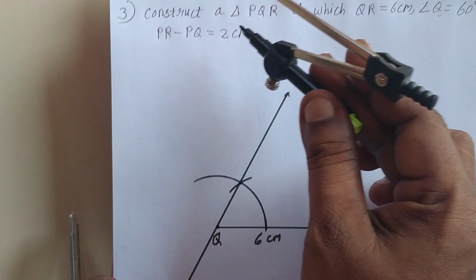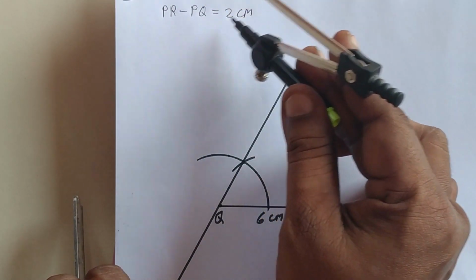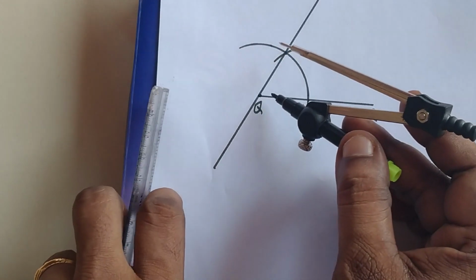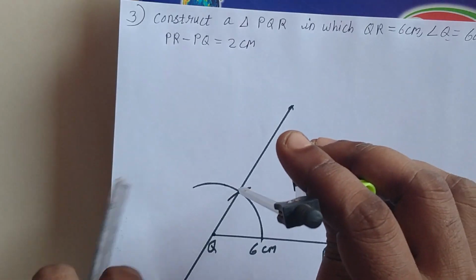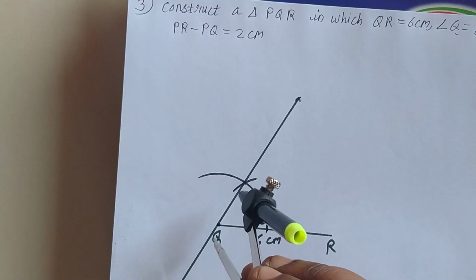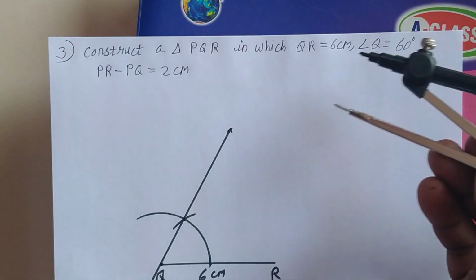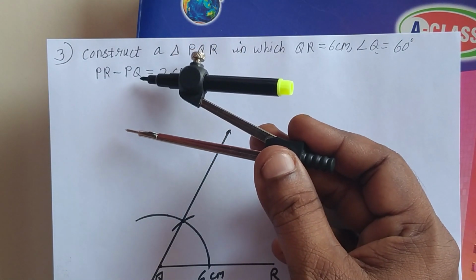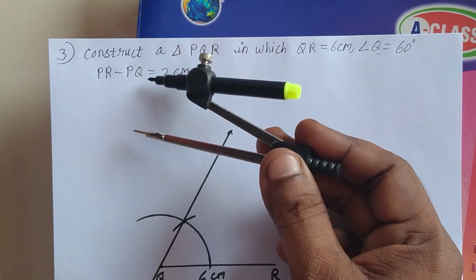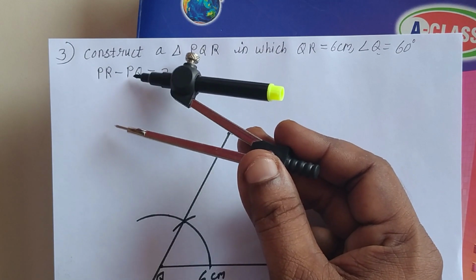The 2 centimeter difference which is given between two sides, that you have to draw down. In the first and second question we have drawn the arc up, but in this question we have to draw down because angle Q is given and angle Q is after minus sign here. So it is a part of the side, okay, which is smaller.